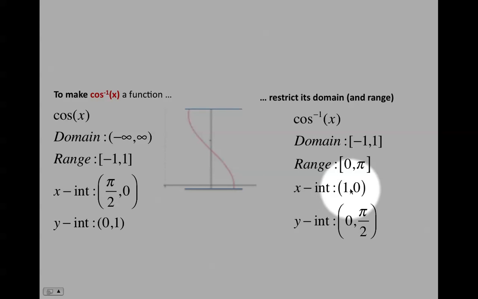You can see that the x-intercepts and the y-intercepts are somewhat reversed from the cosine function. So the x-intercept here occurs at 1, 0, and the y-intercept occurs at 0, pi. And so there you have it, a little bit of a graphical representation for the cosine inverse and the sine inverse function. What we're going to do next is do some problems that illustrate this concept better, but for these lessons it's sometimes helpful to look at things graphically first before we look at it from an algebraic standpoint.